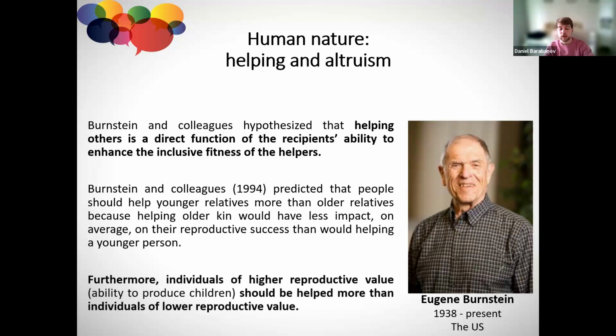Another hypothesis of Eugene Bernstein was that individuals of higher reproductive value should be helped more often than individuals of lower reproductive value. So it might be connected with sex, age, and health conditions, right? So the hypothesis is that people would help more often healthier, younger people because they have higher chances to reproduce and thus secure the survival of the group, and help less elderly people with a lot of health problems.